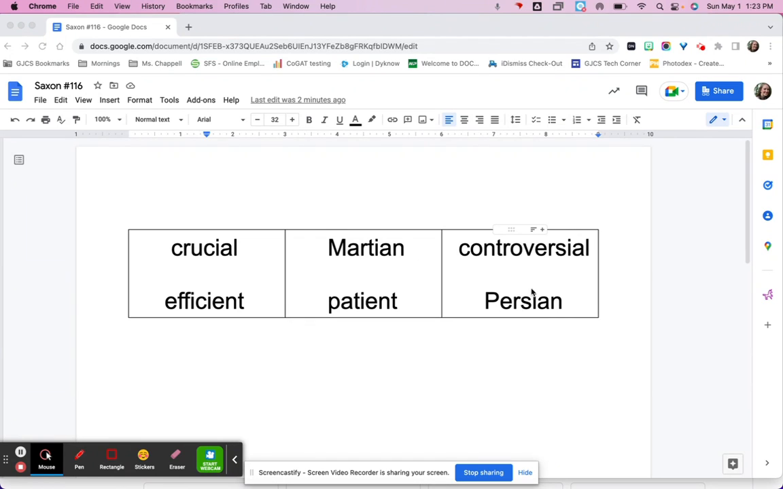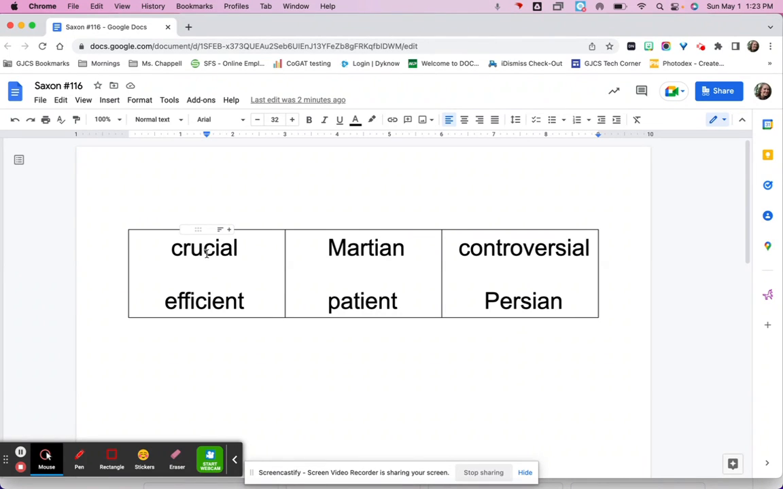And what about the last column? What do you notice is similar about these two words? Raise your hand if you know the answer. Hopefully somebody said the letters SI, and that is correct. So we have CI, TI, and SI. Okay, let's go back to this first column.